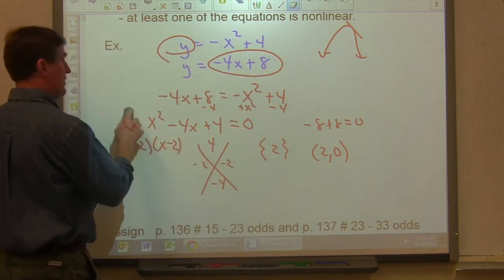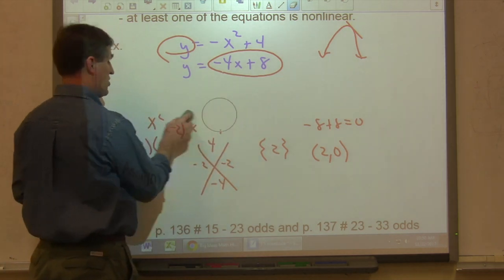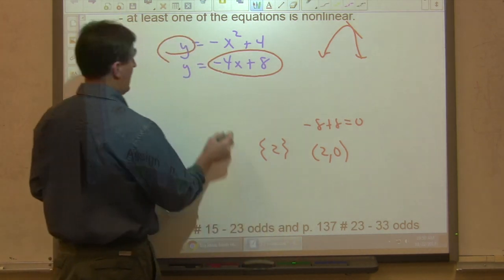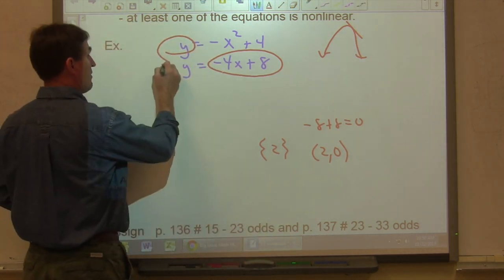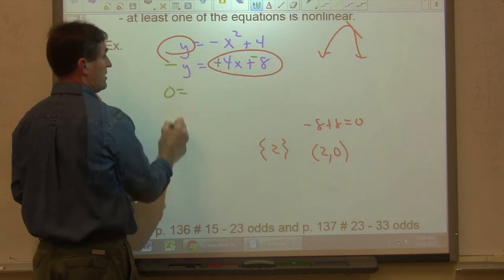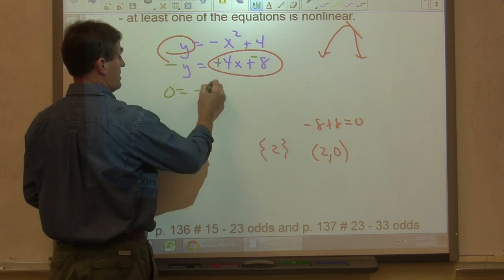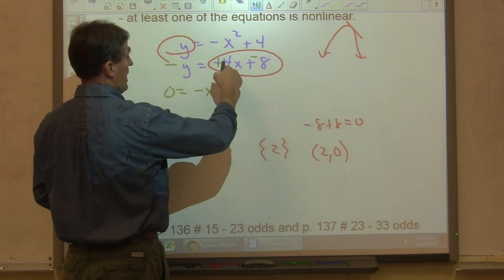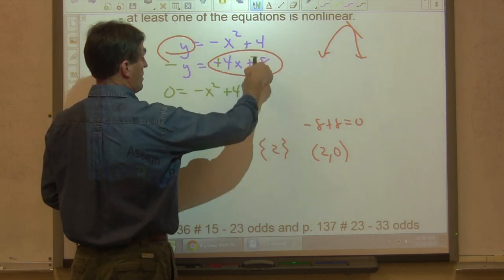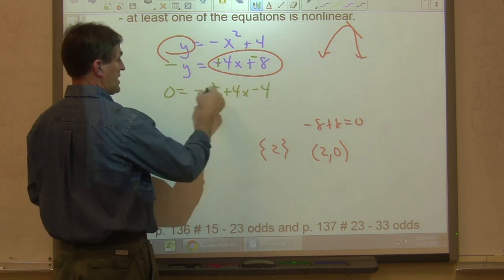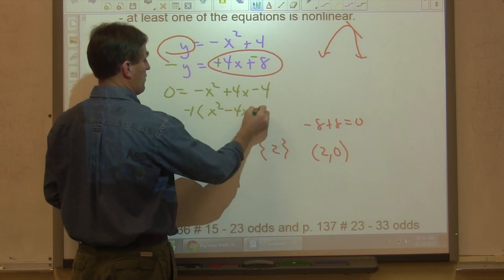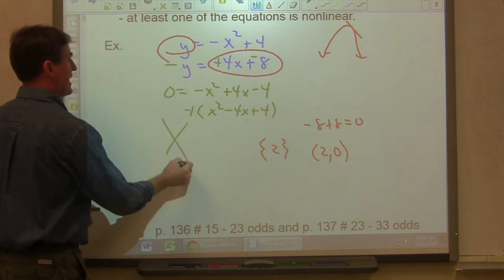Now again, you could have done this by elimination. If I go back, I could have just multiplied this by a negative 1 and then added these together. The y's would cancel. So we get 0 equals negative x squared plus 4x, and 4 plus a negative 8 would be negative 4. Again, I always want this to be positive, so I would pull a negative 1 out and get x squared minus 4x plus 4.